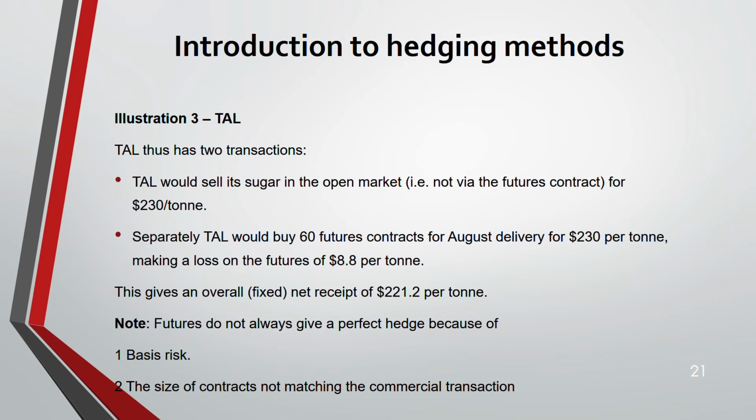Because of the size of the contract, you are not exactly hedging the entire amount that you want to hedge. Either you are hedging less in the future or more in the future. There is an underhedge or overhedge, but not the perfect hedge, because the size of the contract is not exact. Okay.